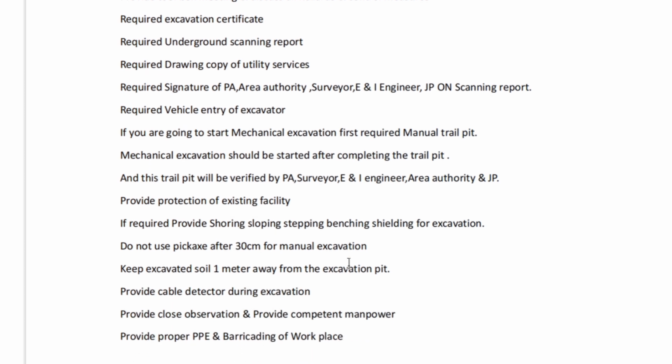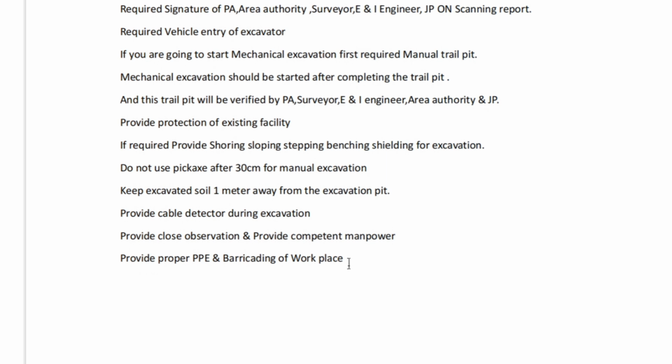Provide protection of existing facilities. If required, provide shoring, sloping, stepping, benching and shielding for excavation. Do not use a pickaxe after 30 cm for manual excavation.